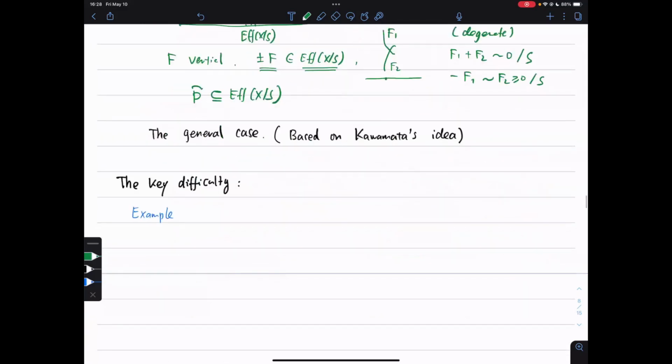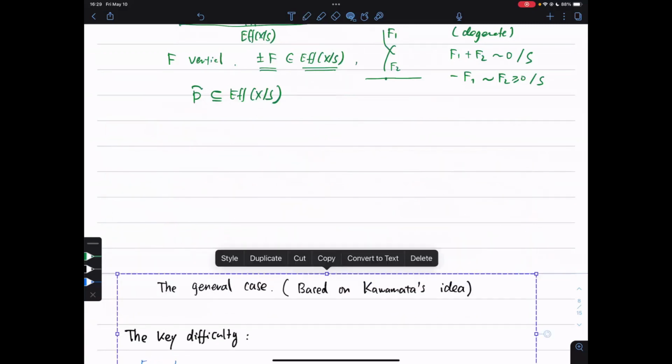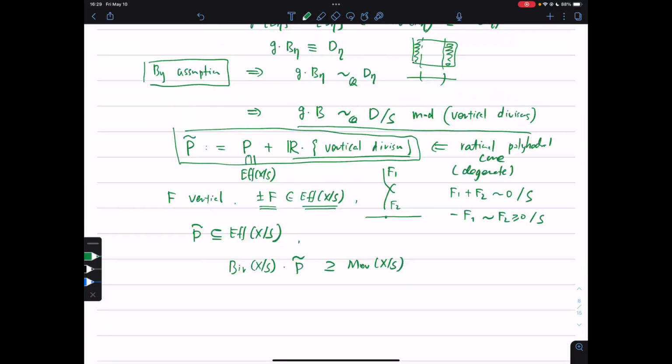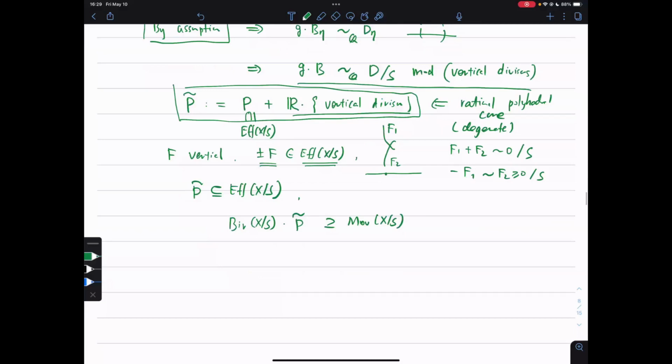Let me just move down. We get this one. And now I claim that, under the birational action, this larger cone contains the movable cone of X over S. For example, we only need to consider D, because D is arbitrarily chosen from the movable cone. The reason is the following, right? We have G times B linearly equivalent to D plus some vertical divisors. F is vertical.